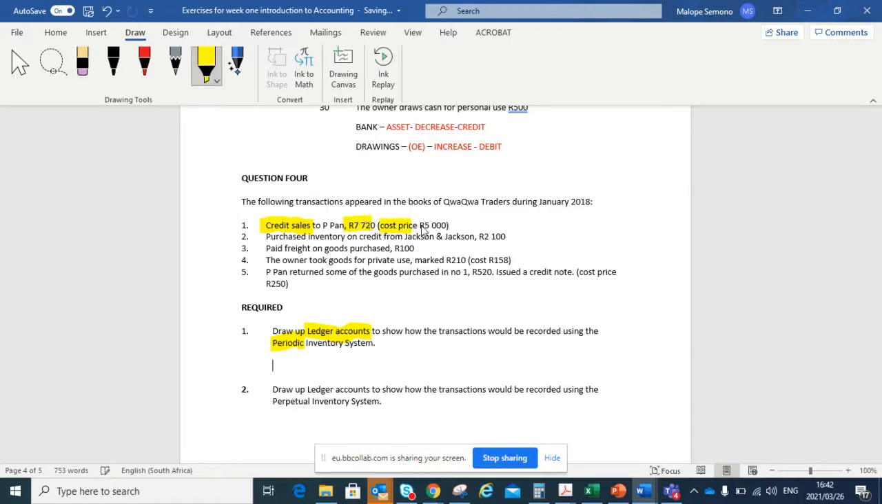7,720 and the cost price is 5,000. Please give me the 2 accounts under periodic for this one. We are under periodic. I just want to analyze. Help me back. Help me, guys. I will appreciate.